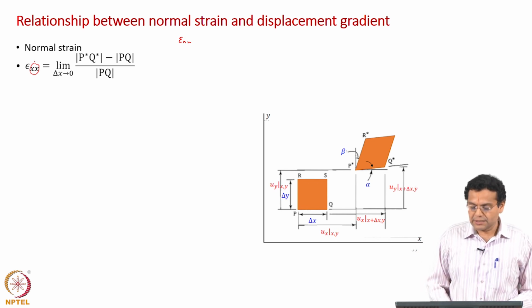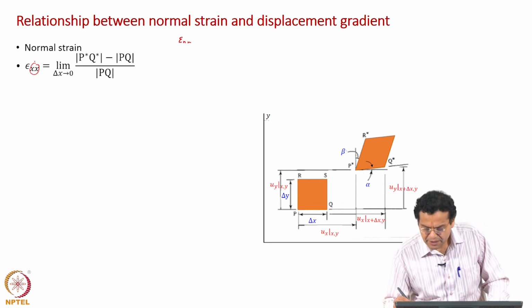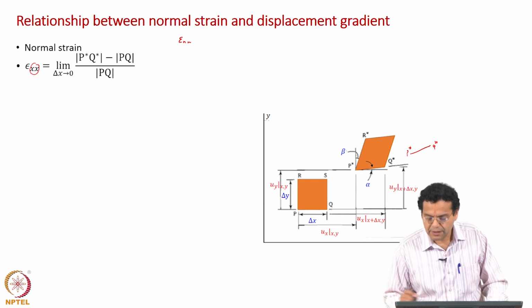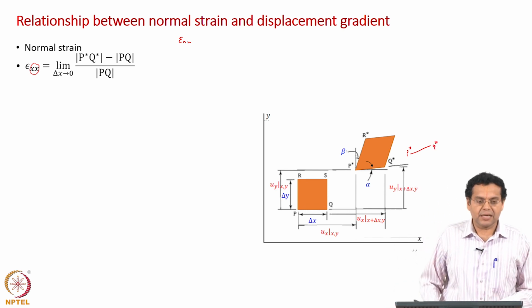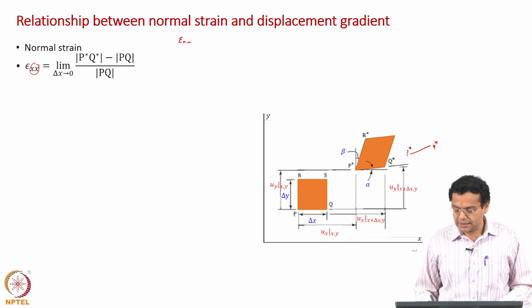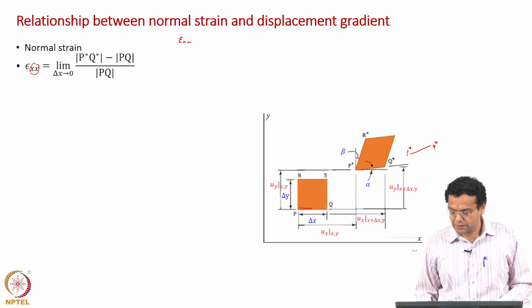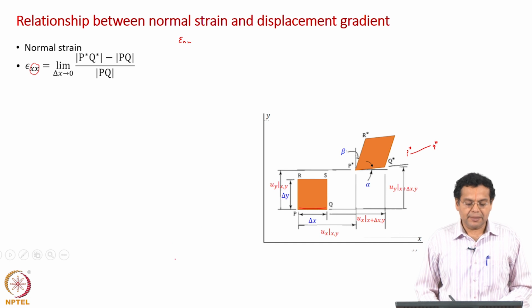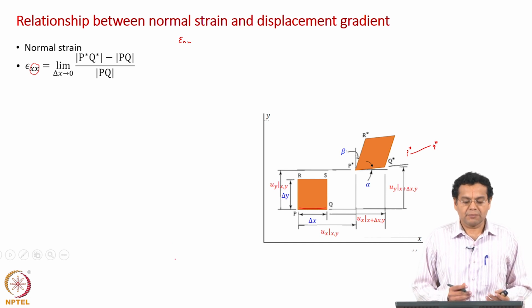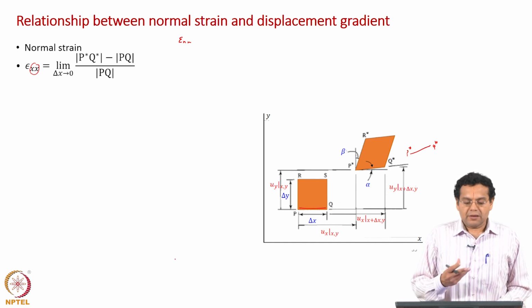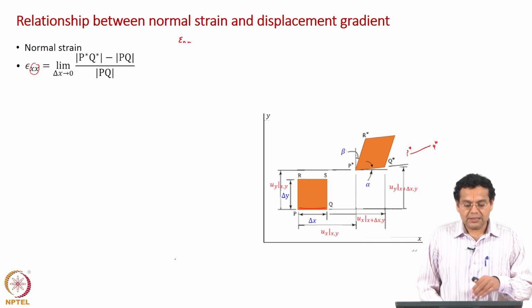Now, what is the final length? Final length is the length of P star Q star. What is the initial length? This is the length of P Q, so we divide by the initial length P Q. Something known to us. But now, this is change in length by original length in the limit of delta x tending to 0.